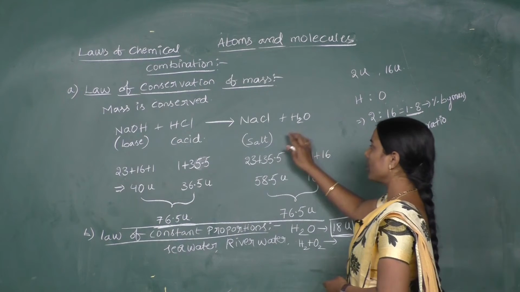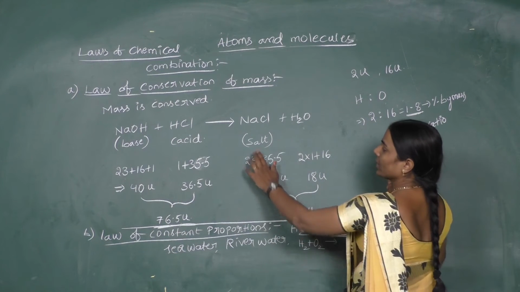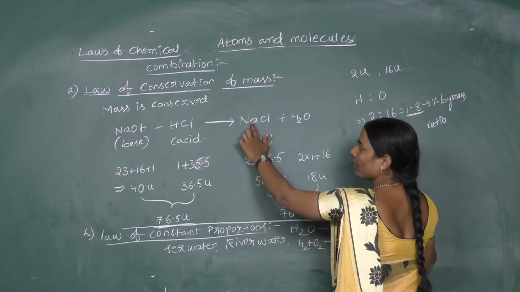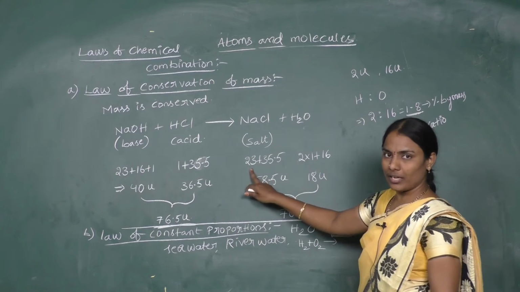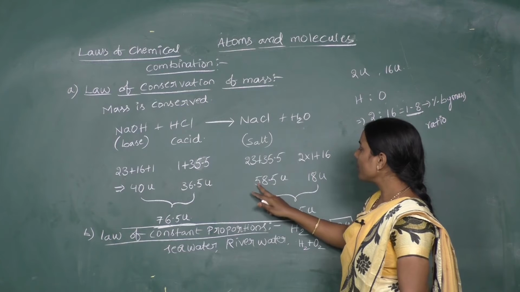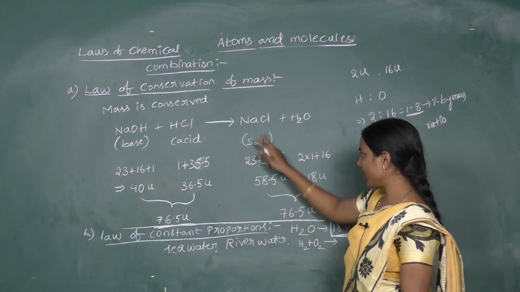Now let's come back to the products. For products, we will take sodium and chlorine. Now see, sodium atomic mass we know well, that is 23, and chlorine atomic mass is 35.5, and now see, you got 58.5 units of NaCl.